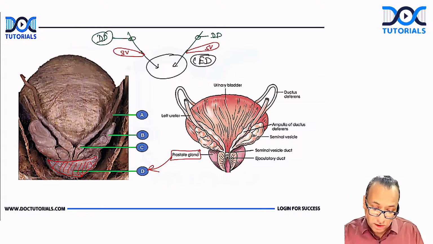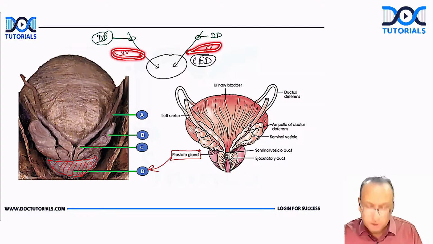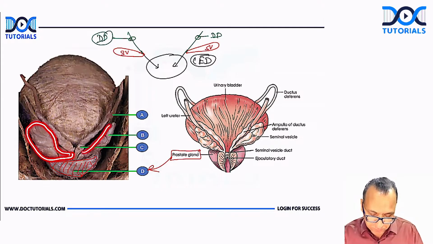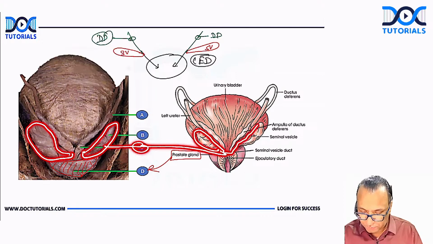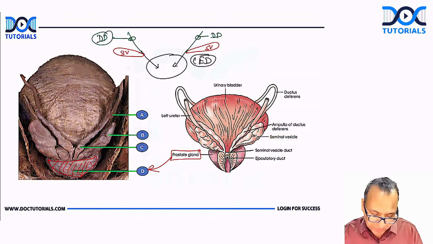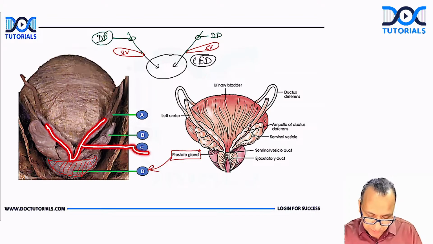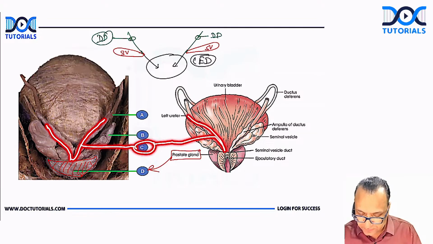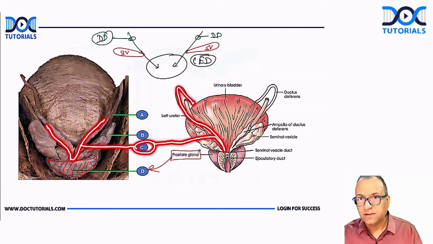Number one, seminal vesicle will be a large and lobulated kind of structure, whereas ductus deferens is like a tube. It's a muscular tube. It brings semen, the sperm. So you have marked the seminal vesicle. Where is ductus deferens? This is going to be the ductus deferens, that means marker C. Marker C is ductus deferens.